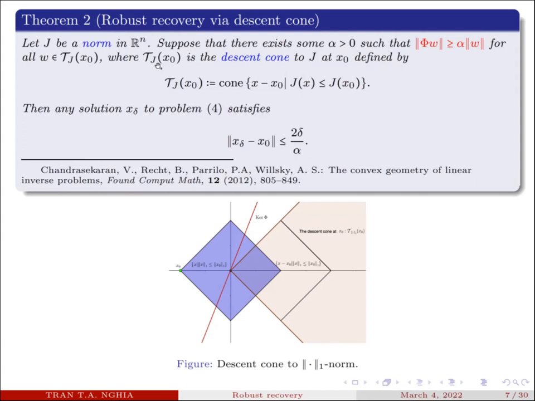The descent cone T_J right here is a very simple cone. You can see that first they establish the level set right here, move this level set in the direction of X naught, and then take the convex cone. The condition they use is that phi of omega is bigger than alpha times the norm of omega for any omega inside the descent cone. Under this condition, we also have robust recovery with a linear rate. You can see there is delta, and everything is explicit right here.